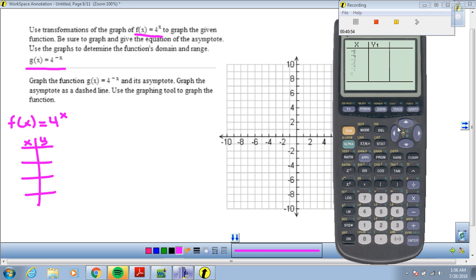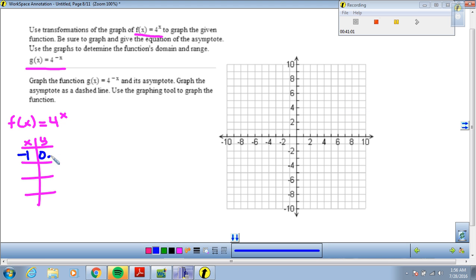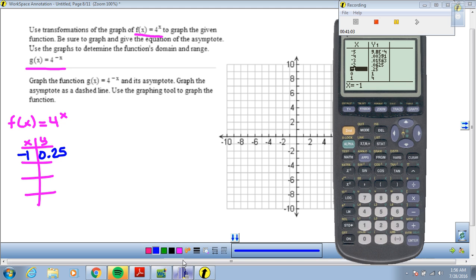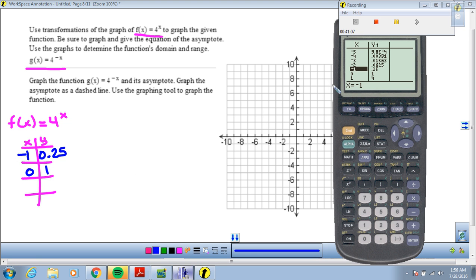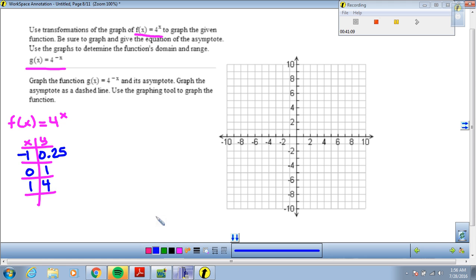I'm going to try to go faster this time. So negative 1, 0.25. Why am I choosing negative 1 to start? Just because. 0, 1, no particular reason. And 1, 4. So first transformation, well actually there's only one transformation here. There's not anything else to do.